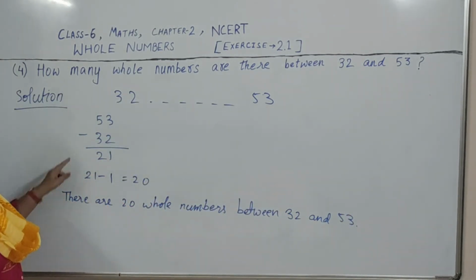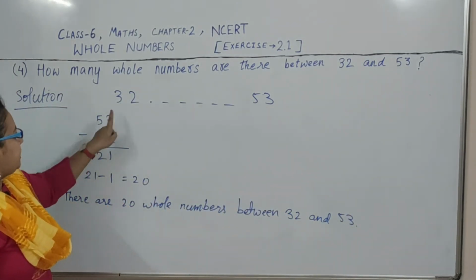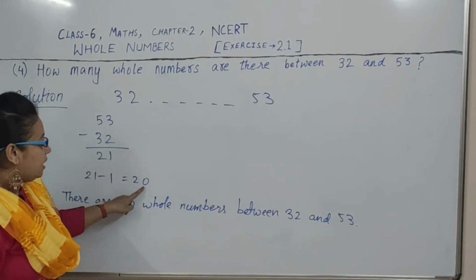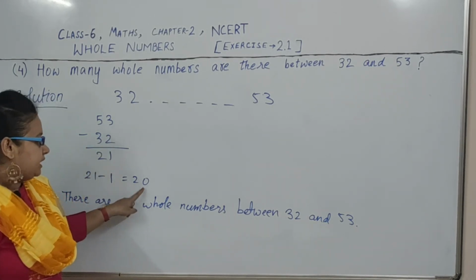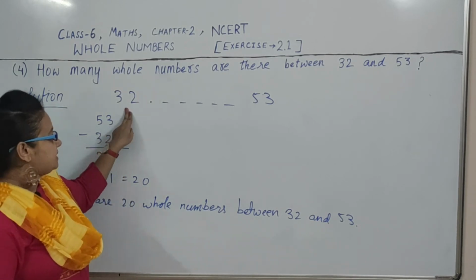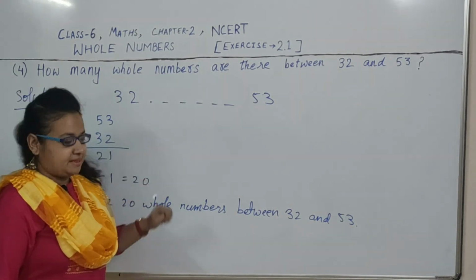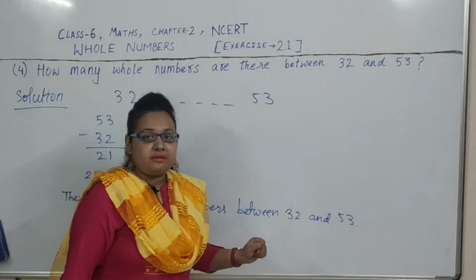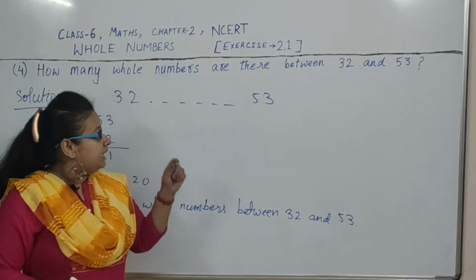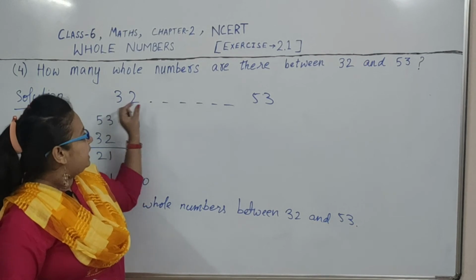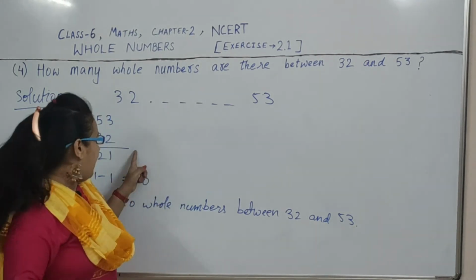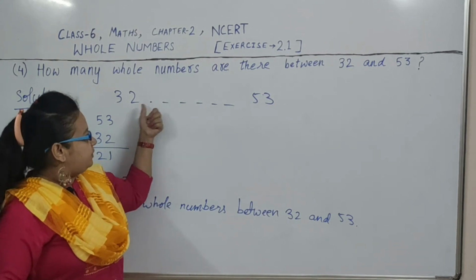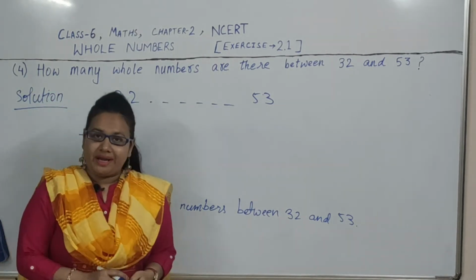So what is the solution? What we did, we subtracted 32 from 53. We got 21. From this 21 we subtracted 1. We got 20. This 20 gives us the number of whole numbers between these two numbers. So there are 20 whole numbers between 32 and 53. This way you can find the number of whole numbers between any two given whole numbers. You can apply this formula to any two given whole numbers. Okay, so understood this?